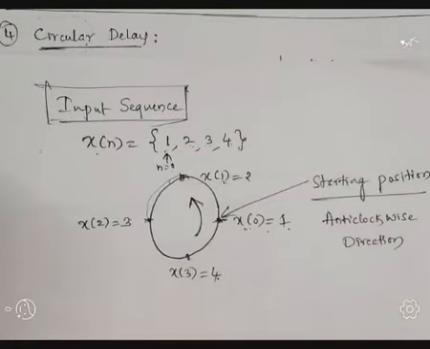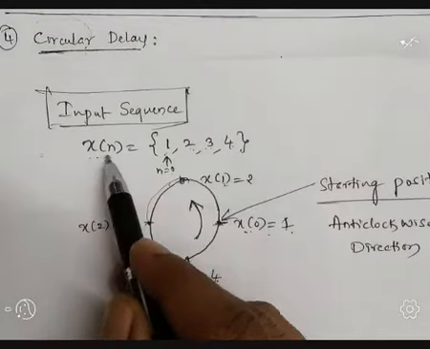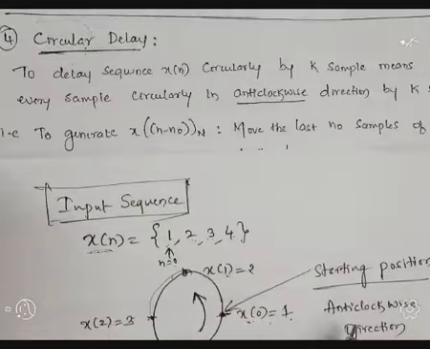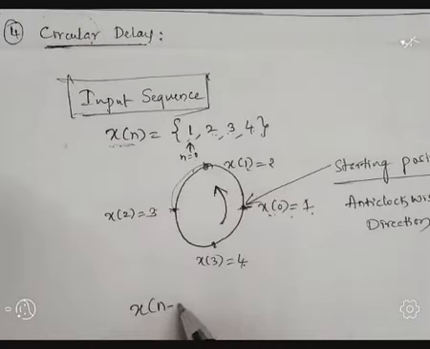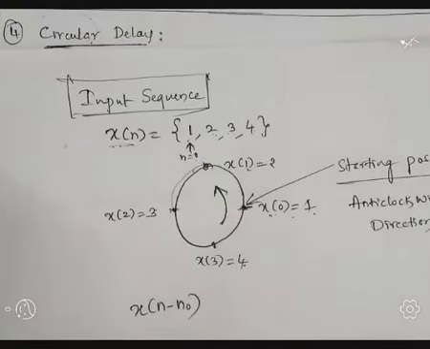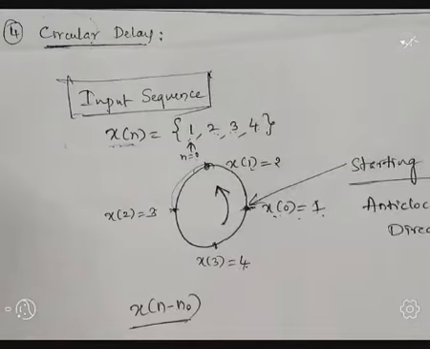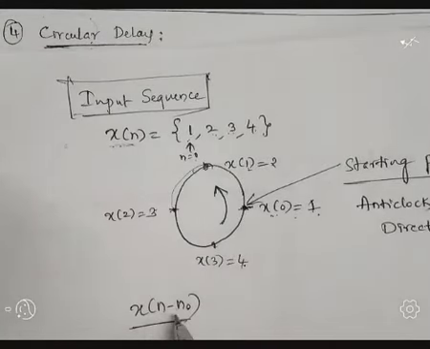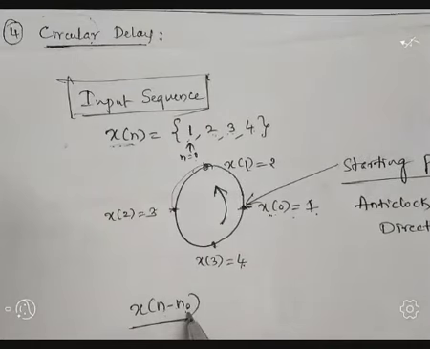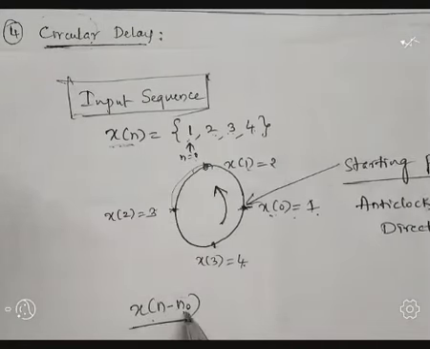So let us see the circular delay. Generally we represent delay mathematically as x of n minus n naught. This is the representation of delay. It may be a circular shift. The general representation of circular shift is x of n minus n naught. It is based on the value of n naught. If n naught is positive, it is delay. If n naught is negative, it is advance.